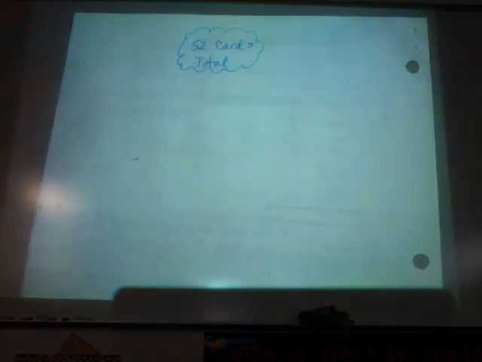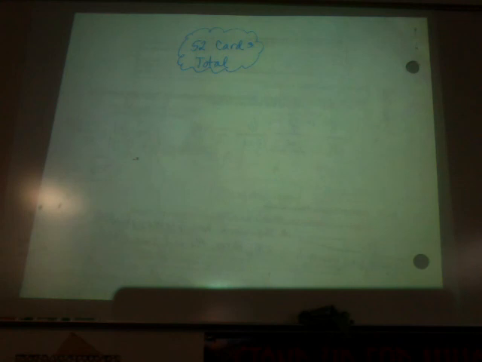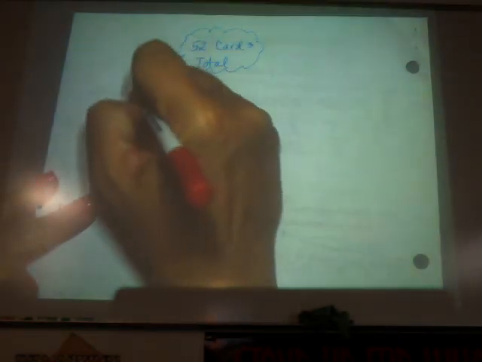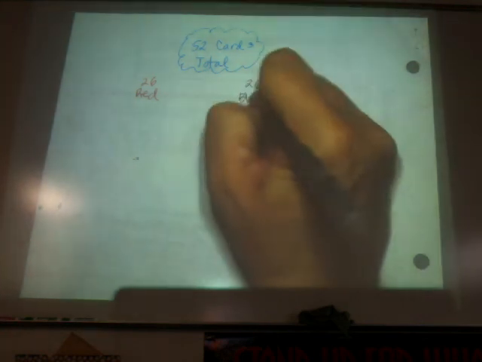So you must know that there are 52 cards total. Then the cards are split into red and black, half and half. So you have 26 red cards, because I could ask you the probability of drawing a red card, and you have to know that that's 26 out of 52. And there are 26 black cards.